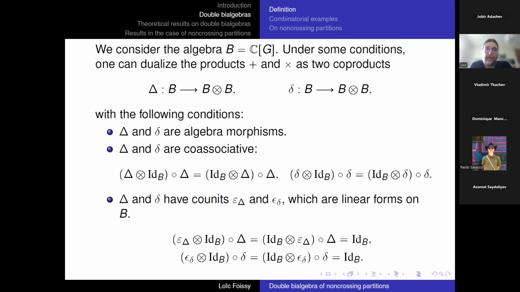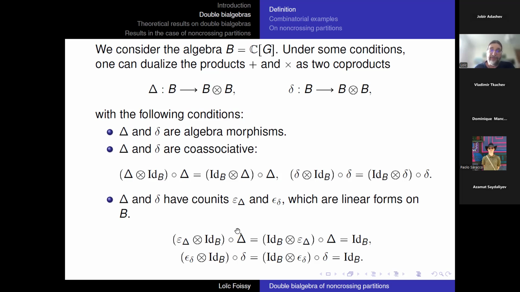I mentioned that both products have a unit. So dually, both coproducts have a co-unit, which are denoted by epsilon big delta, epsilon small delta. So a co-unit is in fact a linear form on B. So this is something which goes from B to the base field C.